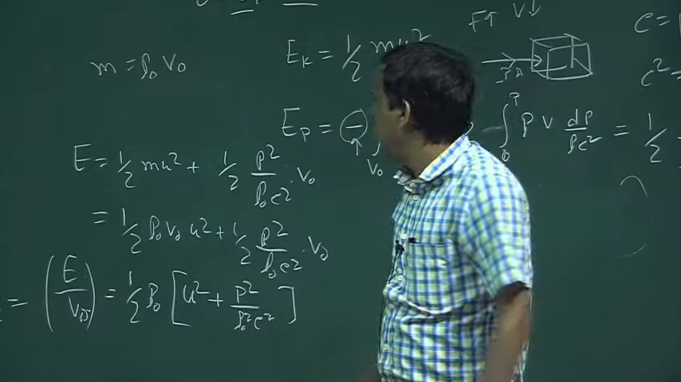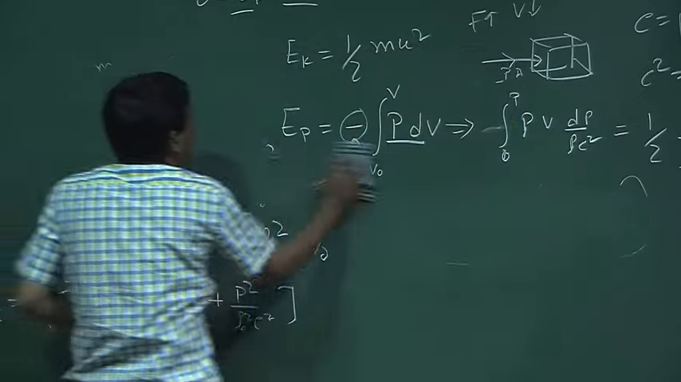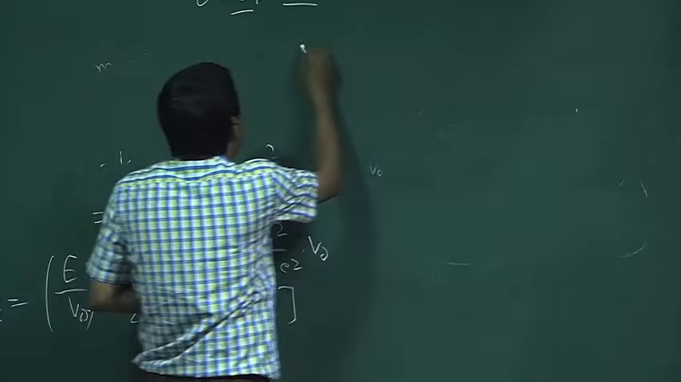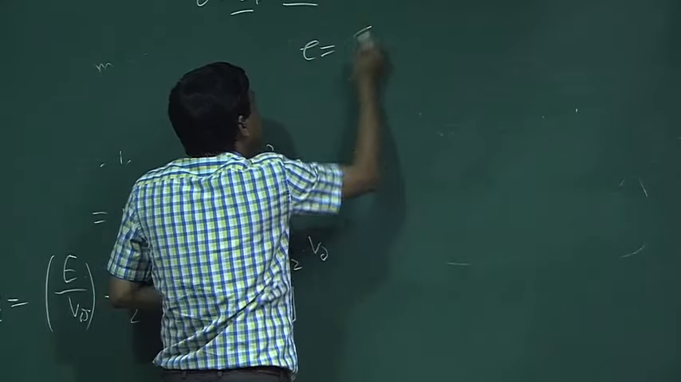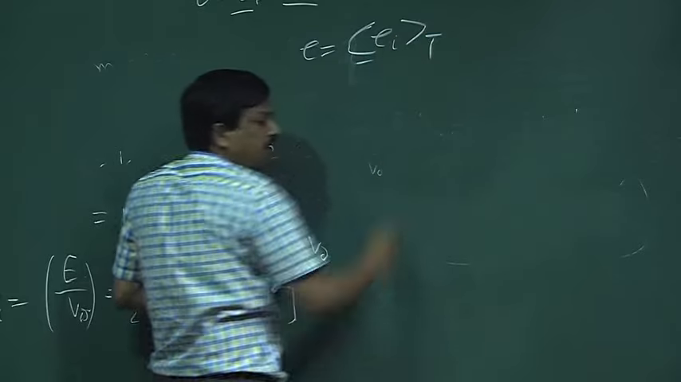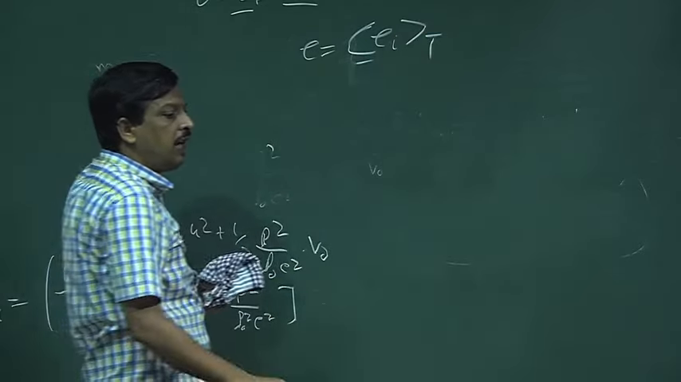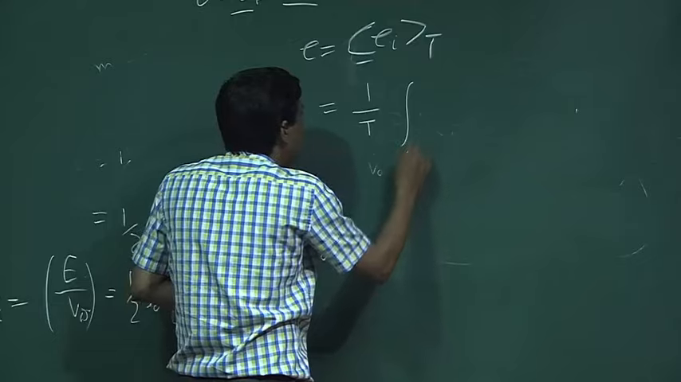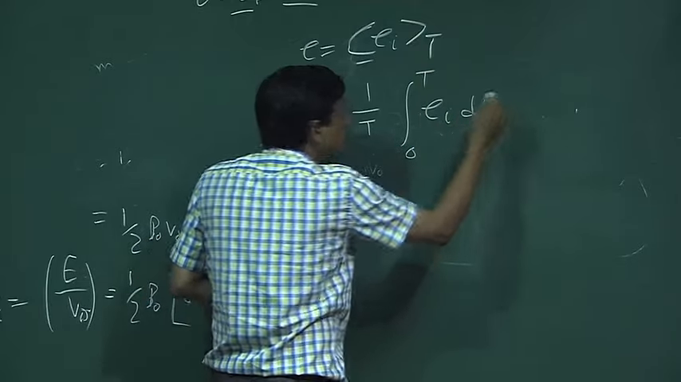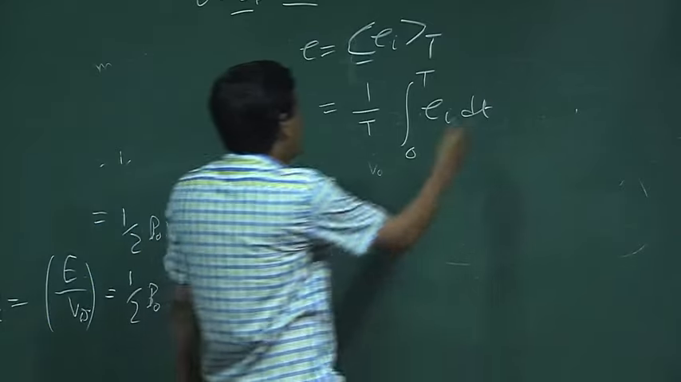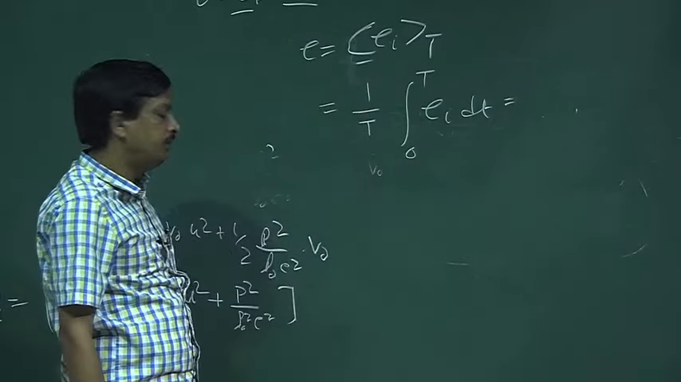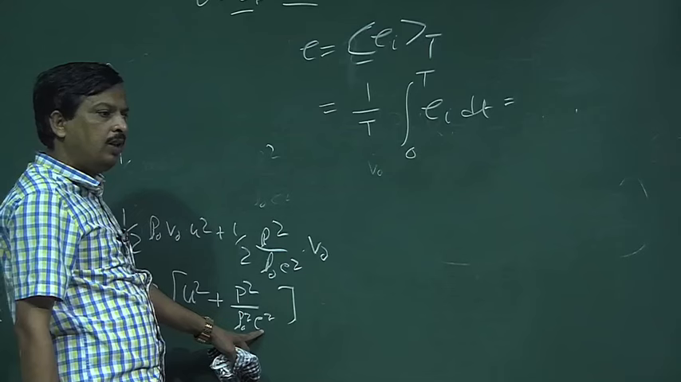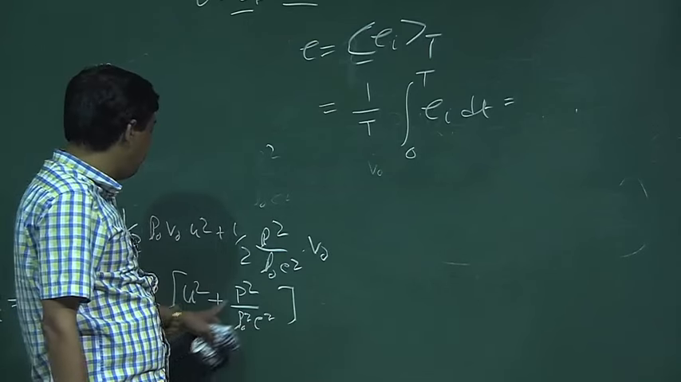Okay. Now, we are not taking the instantaneous energy density, we always take the average energy density. So, what is average energy density? I can write average energy density E is nothing but the time average of instantaneous energy density. So, this is nothing but 1 by T integral from 0 to T of E I dt. Okay. So, what is E I? E I is nothing but u square plus p square by rho square c square.